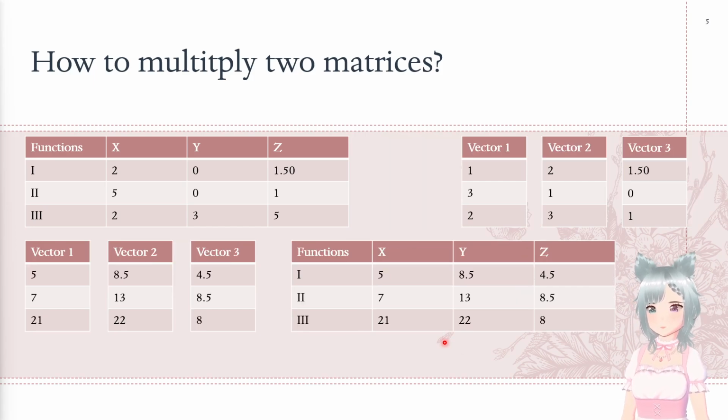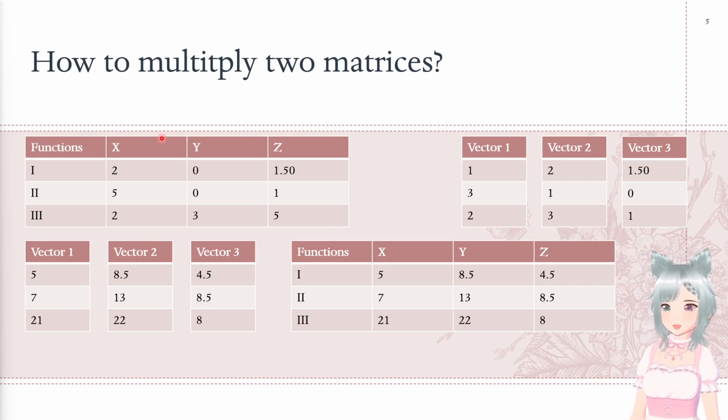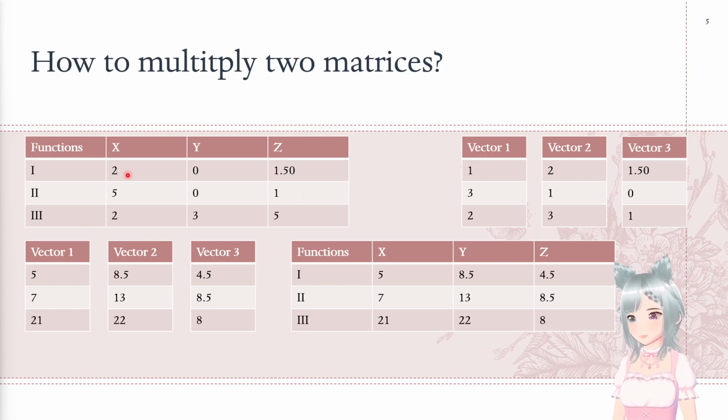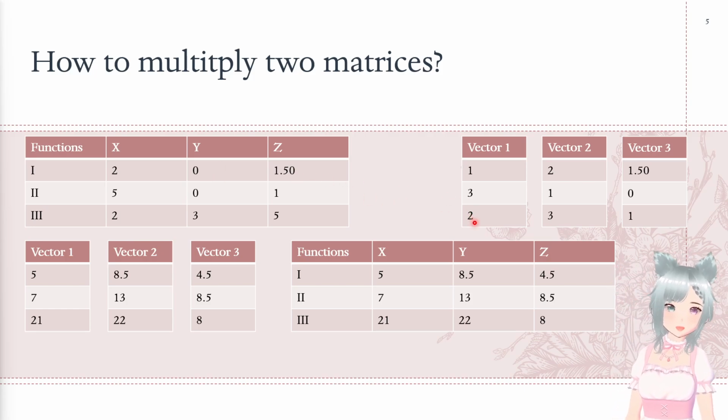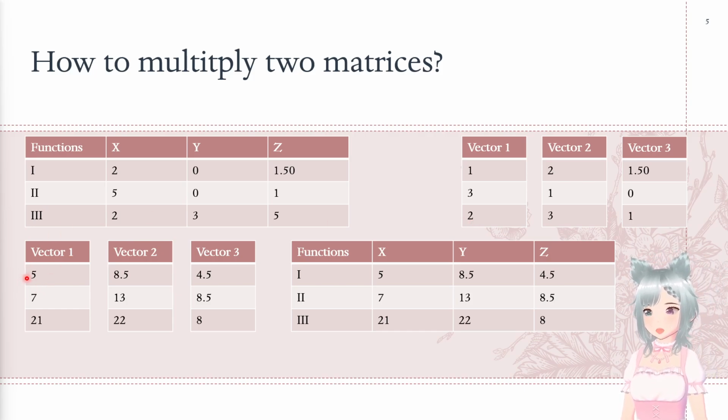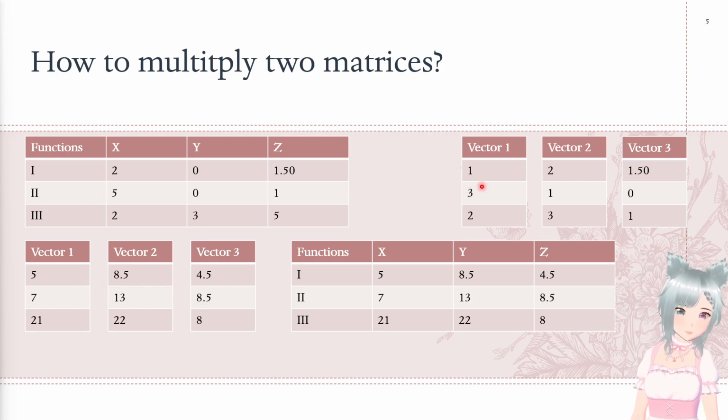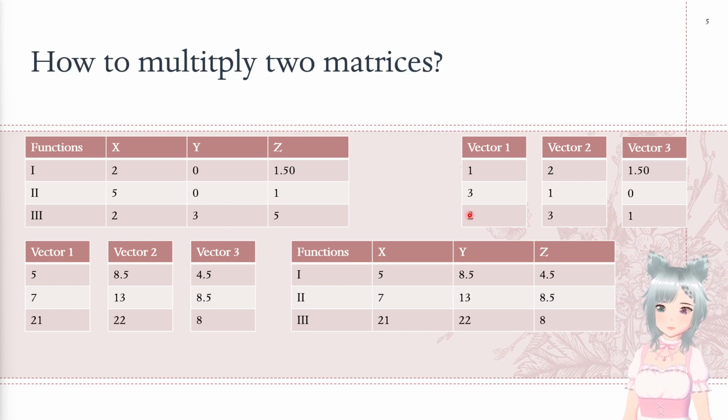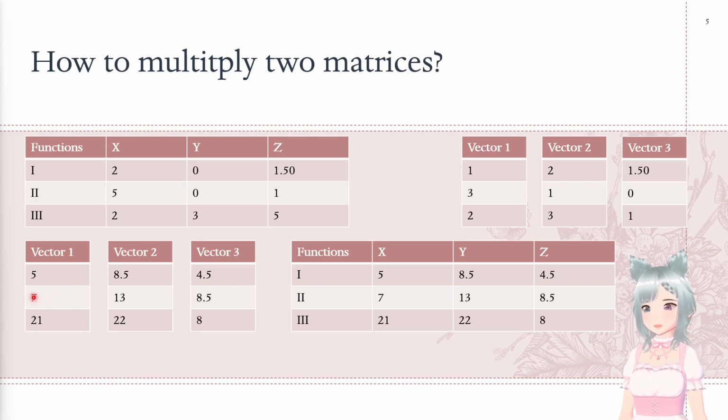And now we do the multiplication of matrix times vector just 3 times. So for example, with our first vector, we have 2 times 1, that's 2, plus 0 times 3, that's 0, plus 1.5 times 2, that's 3, so we have 5. Here, 5. Then, second value, we have 5 times 1, that's 5, 0 times 3, that's another 0, and then 1 times 2, that's 2, so we have 7 represented here. And then we have 2 times 1, that's 2, 3 times 3, that's 9, so that's 11, plus 5 times 2, that's 10, so 21. So here 21.